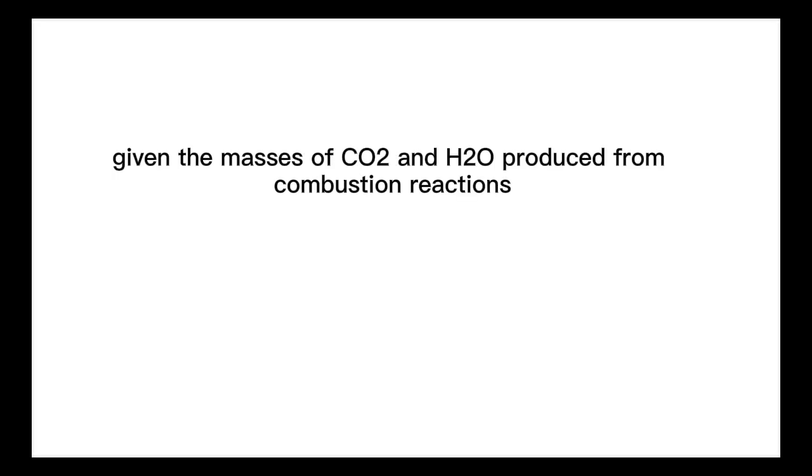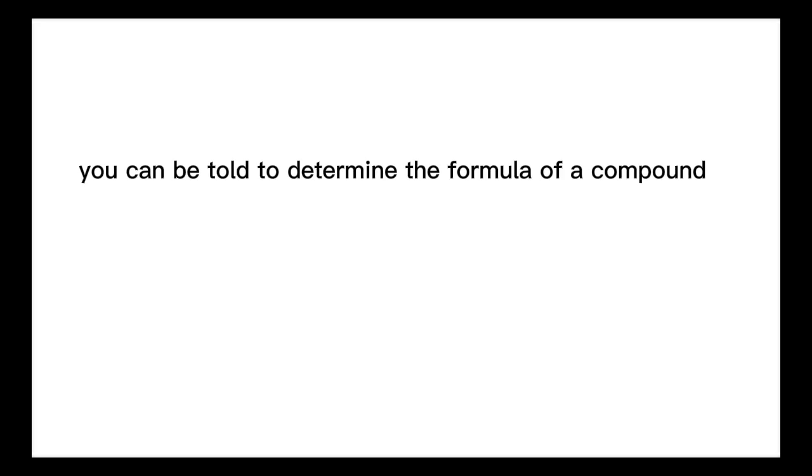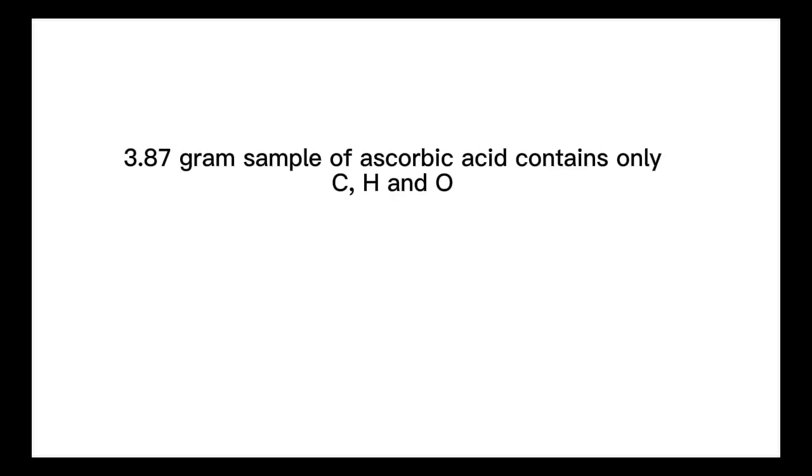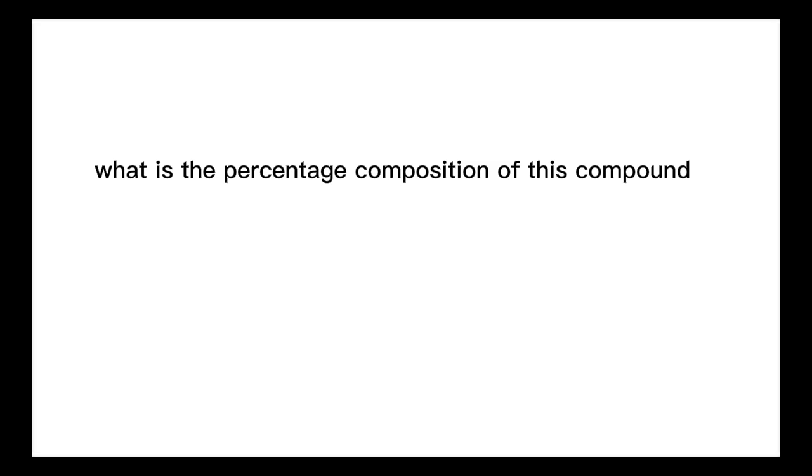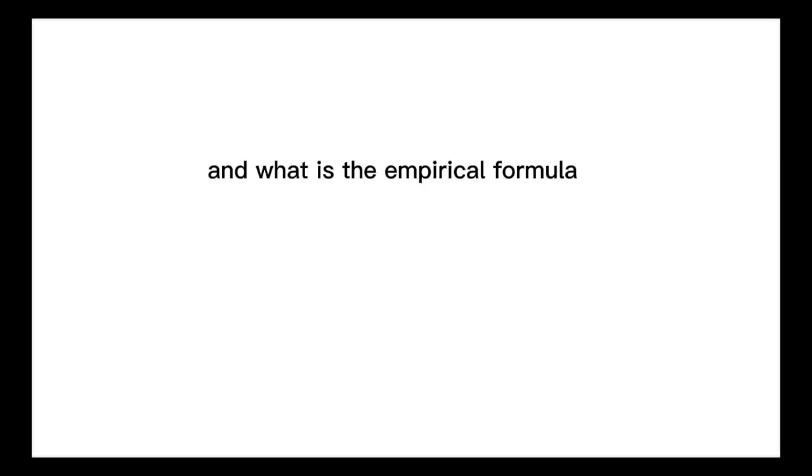Combustion analysis. Given the masses of CO2 and H2O produced from combustion reactions, you can be told to determine the formula of a compound in terms of empirical formulas. For example, a 3.87 gram sample of ascorbic acid contains only C, H, and O, and it gives 5.80 grams CO2 and 1.58 grams of H2O on combustion. What is the percentage composition of this compound? And what is the empirical formula?